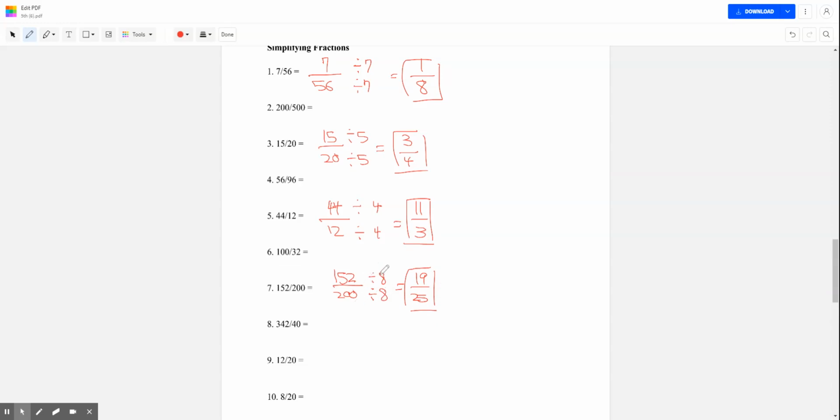If you're having a tough time doing these, then we can cut it or split it in parts so that it's easier. So, for example, we can divide them by 2 instead of 8. And we get 76 over 100 as our answer. Then we can divide them again by 4 this time. We see that 2 times 4 is 8, so it's basically doing the same thing, but splitting them in parts, so that's easier. And we get 19 over 25, just like here.